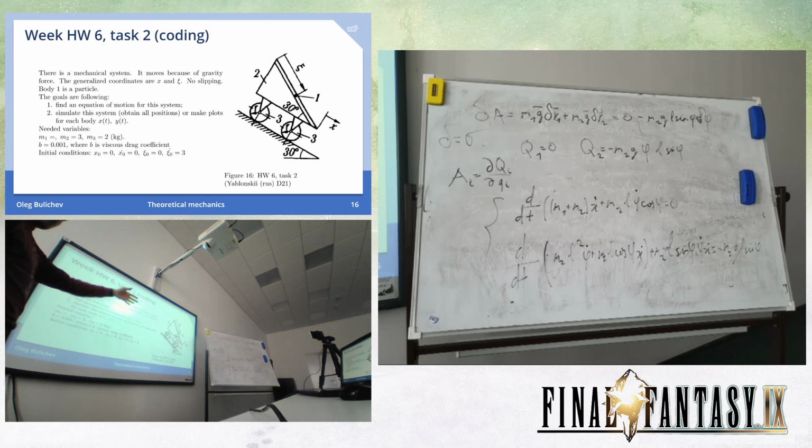It's Lagrange. So Lagrange: find the equation of motion, simulate. In this case, you need to simulate, also in GeoGebra. Lagrange? And in Yablonsky there is also Lagrange? Yes, the 21.